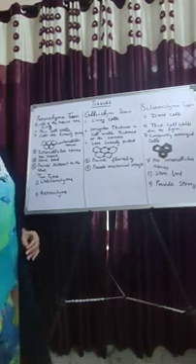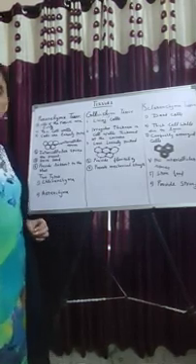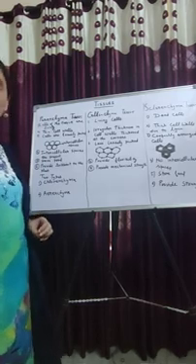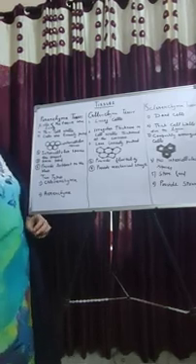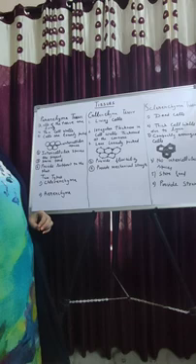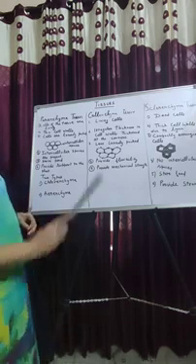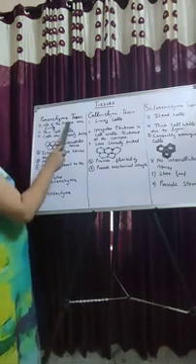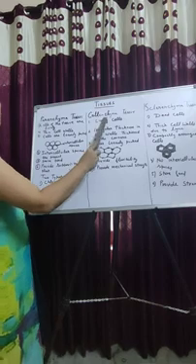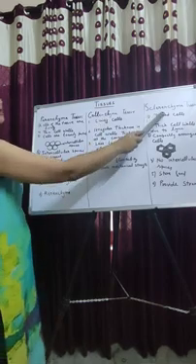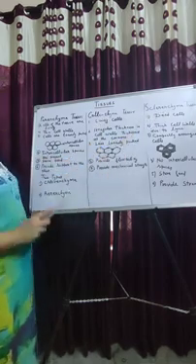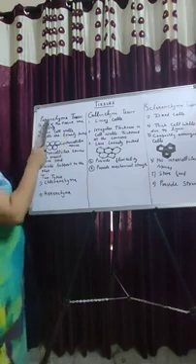Yesterday we studied about permanent tissue, and today we will continue our topic with the types of permanent tissue. I told you about the three types. Number 1, parenchyma tissue. Number 2, collenchyma tissue. And number 3, sclerenchyma tissue. Right now, at number 1 we will study about parenchyma tissue.